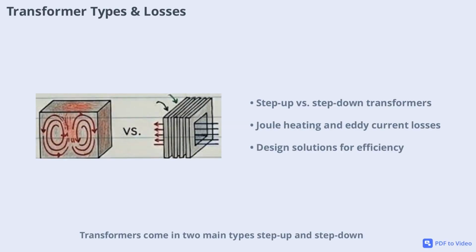Transformers come in two main types, step-up and step-down. Step-up transformers increase voltage for efficient transmission, while step-down transformers reduce voltage for safe use in homes and businesses. However, real transformers are not perfect. They suffer from energy losses due to Joule heating in the wires, eddy currents in the core, hysteresis losses, and flux leakage. Engineers use thicker wires, laminated cores, and special materials to minimize these losses. Understanding these inefficiencies is key to improving transformer performance and reducing wasted energy in power grids.